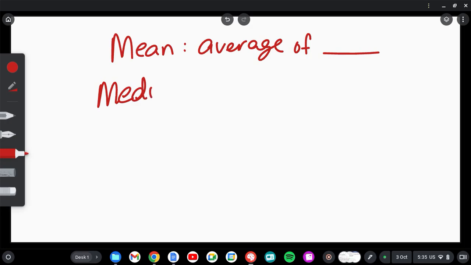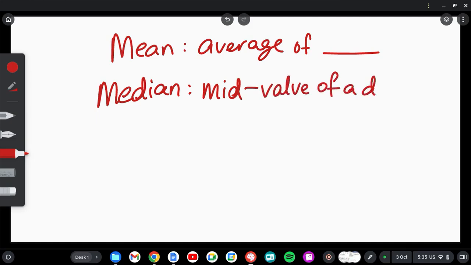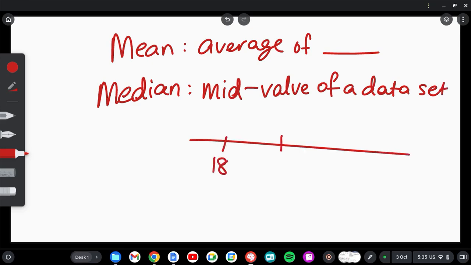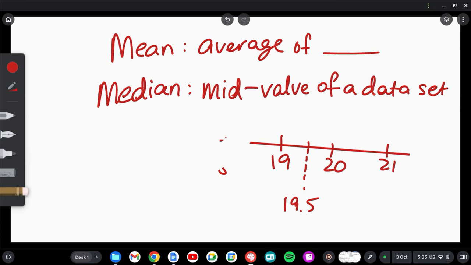Median is the middle value or mid value of a data set. So for example, if I have 18, 19, 20, 21, this thing is median, right? 19.5, something like that. Not really accurate, but it is similar.